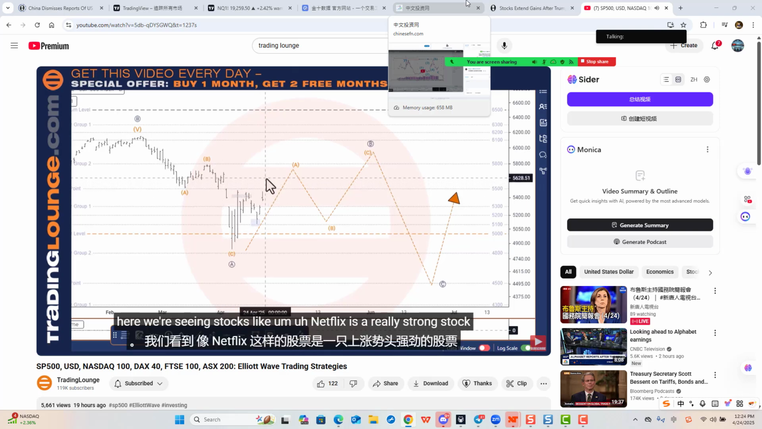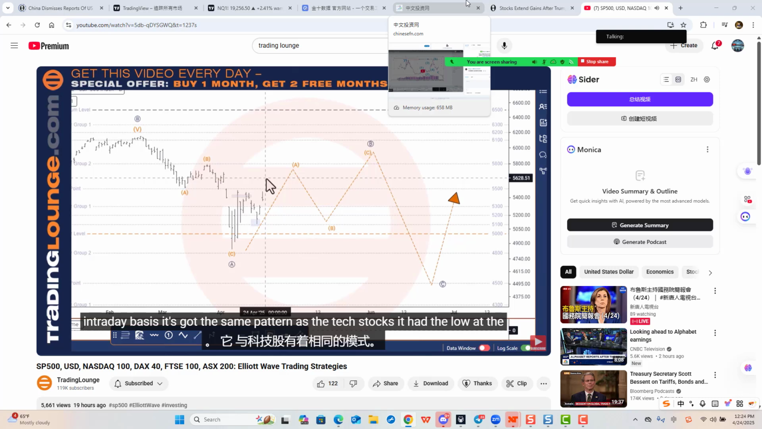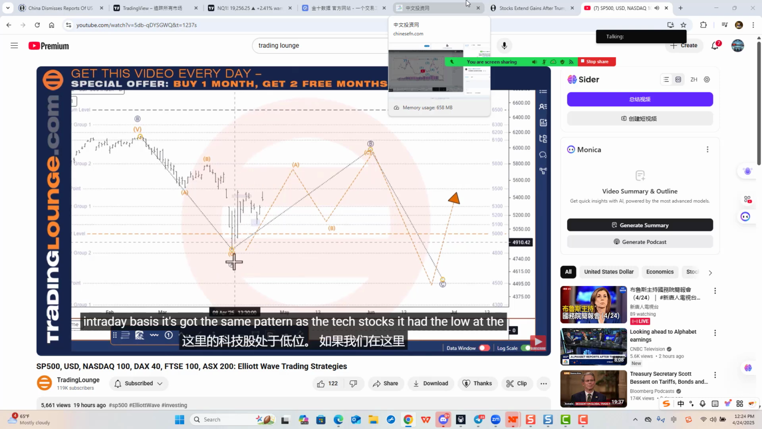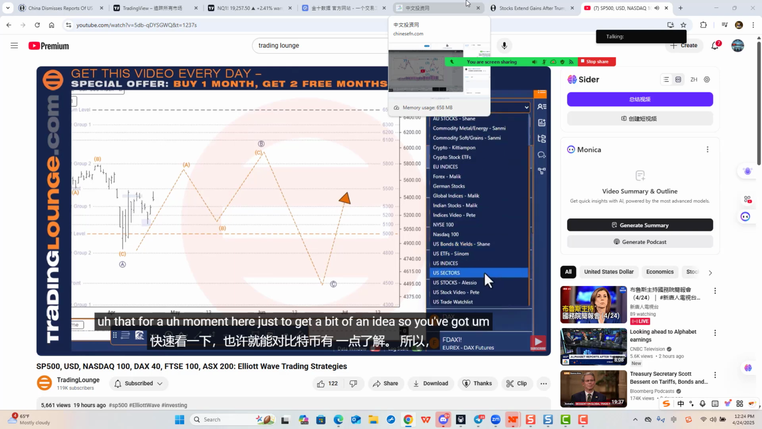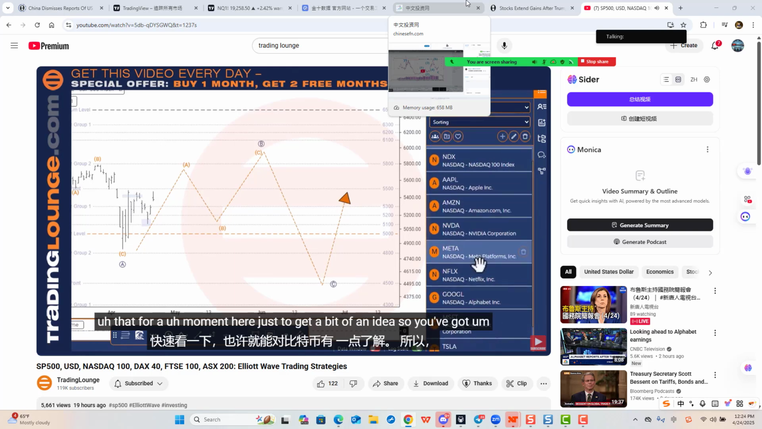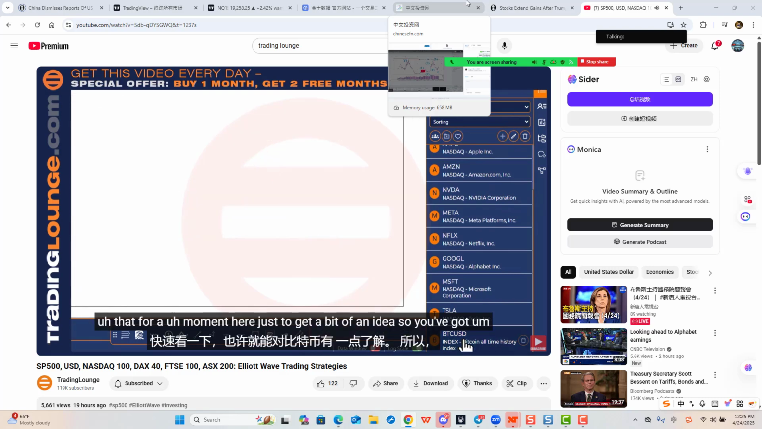We're seeing stocks like Netflix is a really strong stock to the upside. I'm still looking at Bitcoin as being a tech stock. On an intraday basis, it's got the same pattern as the tech stocks. It had the low at the tech stocks here, and Bitcoin is probably, if we just have a quick look at that for a moment here, just to get a bit of an idea.